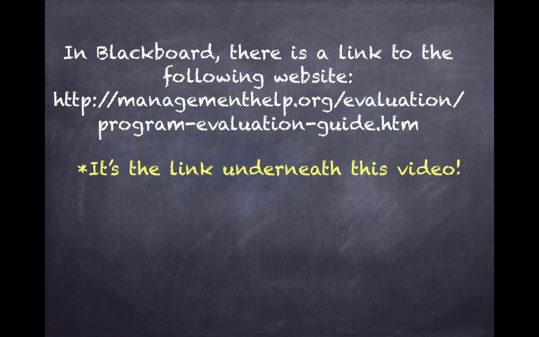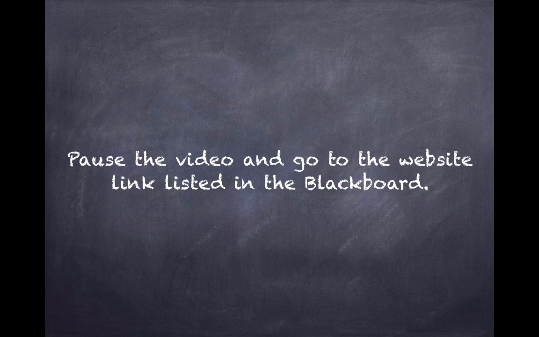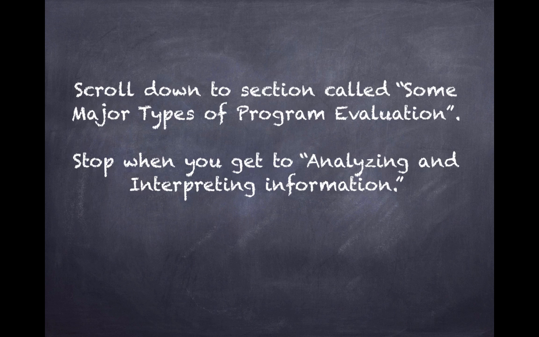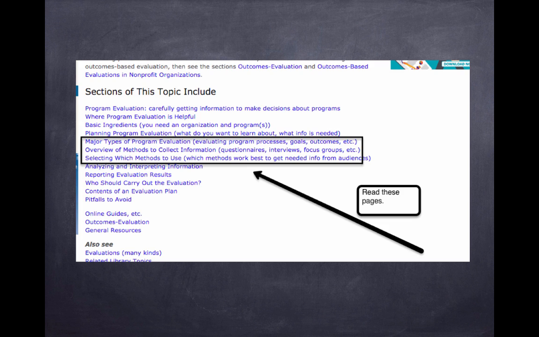In Blackboard, there's a link to the following website. It's the link directly underneath this video. Pause the video, go to the website listed in the link. Then I want you to scroll down to the section that says some major types of program evaluation. And I want you to stop when you get to analyzing and interpreting information. So on the page link that you click on, if you just click on the actual major types of program evaluation when you see it in the sections, that's going to take you directly to that part of the website.